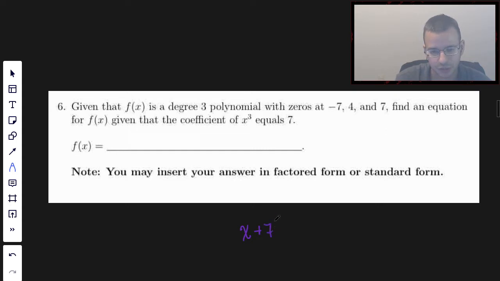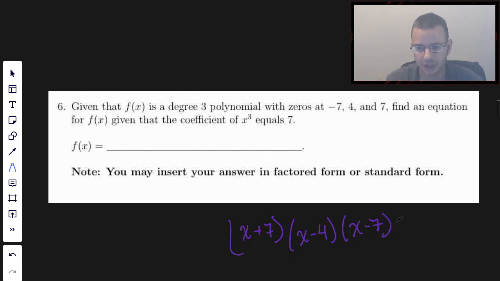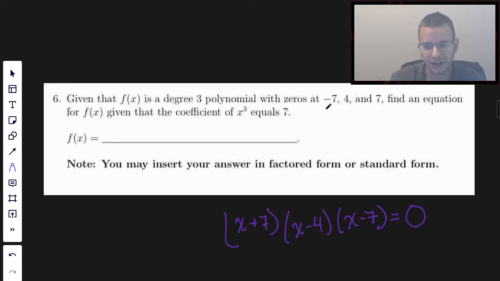plus 7, so we're going to take the opposite of 7. So the opposite of negative 7 is positive 7, so x plus 7, x minus 4, x minus 7, because negative 7 is the opposite of positive 7, negative 4 is the opposite of positive 4, equals 0. So we know that this is true. This will satisfy the first condition that this has zeros or roots at these values.